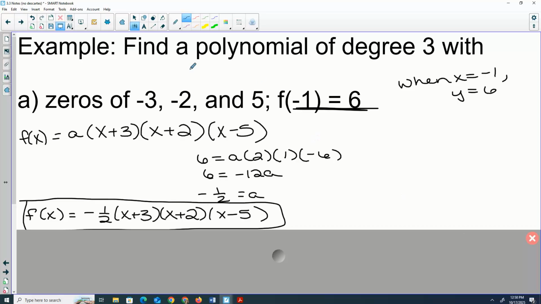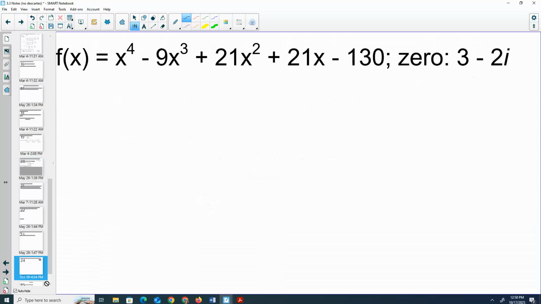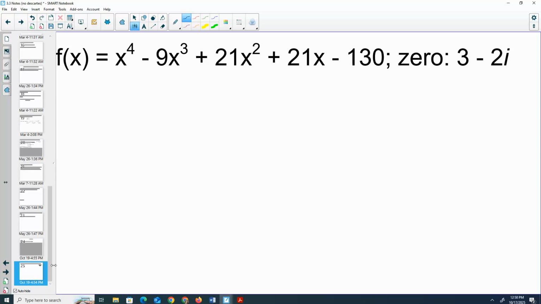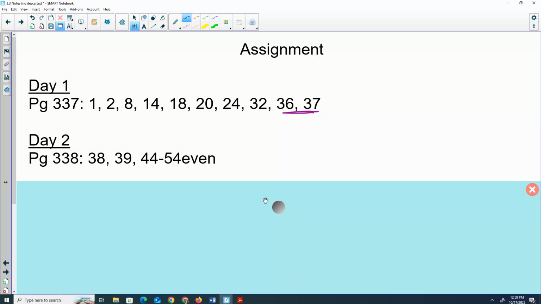Alright, I'm going to do some more of those on Monday, but that is our stopping point for today. So you guys have the homework from yesterday. We ended on problem 30 through 37, so today I'm adding 38, 39, and 40 through 44.